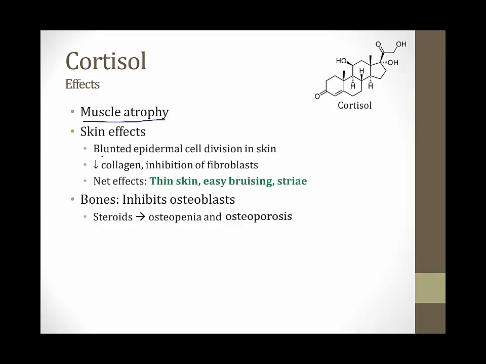In the skin, there is blunted epidermal cell division and there's decreased collagen as well as inhibition of fibroblasts. The net effect is that patients with chronically high cortisol levels classically develop very thin skin. They bruise easily, and they can develop these purple stretch marks on their abdomen called striae. The striae are blood vessels in the dermis layer that you can see because the skin has become so thin.